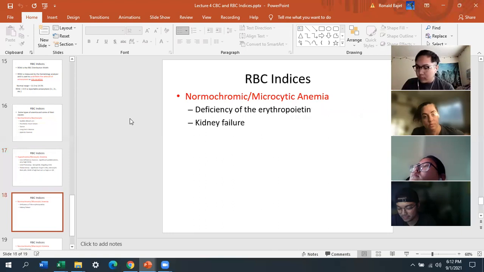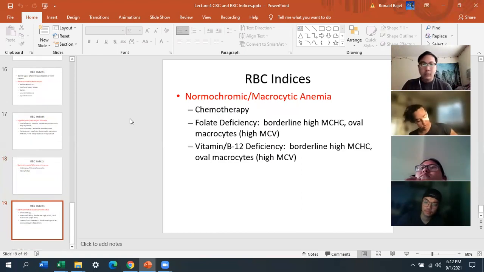Normochromic microcytic means that it has a normal central pallor, but the cells are small. This is seen in deficiency of erythropoietin and kidney failure. And then you've got normochromic macrocytic anemia. So you have normal central pallor, but you have large red blood cells. Usually they're oval macrocytes. Normal central pallor, but you're going to have big cells.